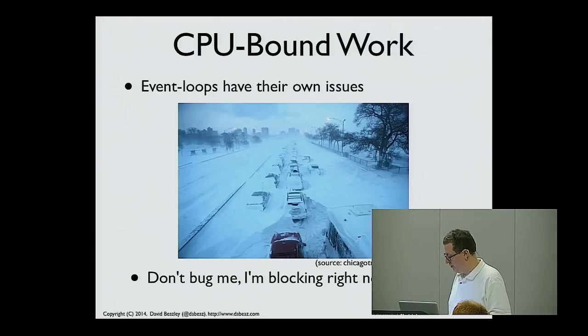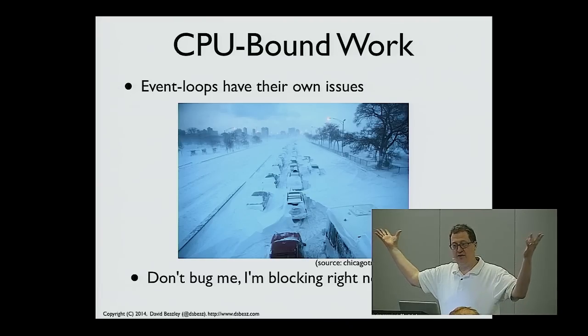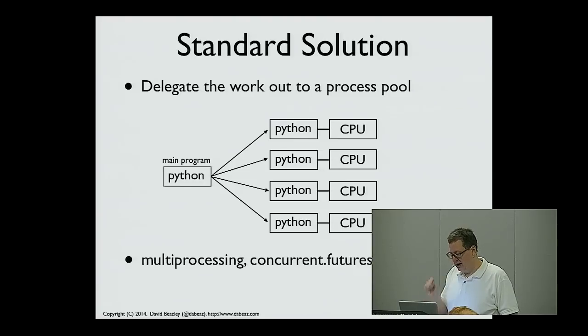But here's the other thing with these event loop things. If you're using coroutines or event loops, they also have their own issue with CPU-bound work and blocking. This is a picture of Chicago from 2011, I think. On Lake Shore Drive, a bus spun out, blocked all traffic, and then a blizzard came in and entombed everybody out there for about 14 hours. It's a good analogy for what can happen in event-driven systems. If you initiate some huge computation, it blocks the event loop and everybody's stuck. The very standard solution is to delegate work out to threads or processes.